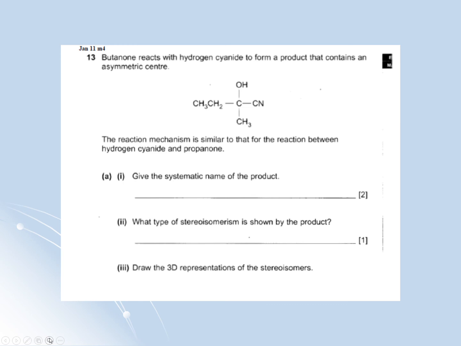Okay, let's have a look at this. So we haven't done naming these things with CNs on there. We have done them in AS actually, so we'll have a look at it. We've got 4 carbons in the longest chain on a CN bond, so that's a nitrile. It is a 4 carbon nitrile, so it is a butanenitrile.